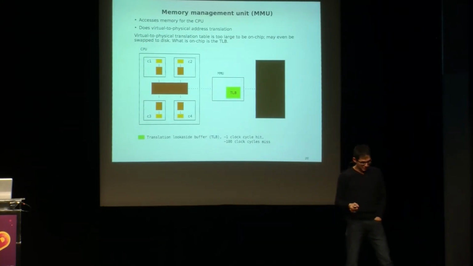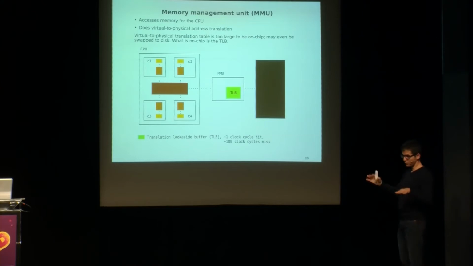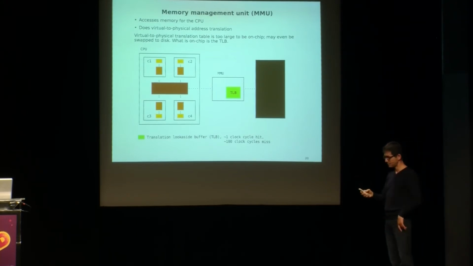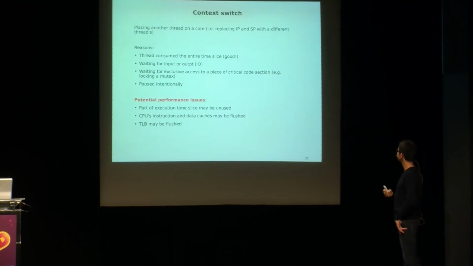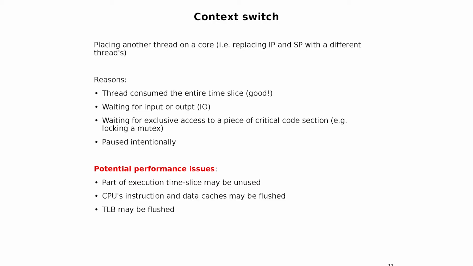So as your thread is executing, both the CPU caches and the TLB are warmed up for your application. The caches are filled in, everything is warm, and your thread is going at lightning speed. Everything is happening at 1 clock cycle hit rate most of the time. Then comes the context switch, which I mentioned earlier. Instead of your thread, some other thread comes in.